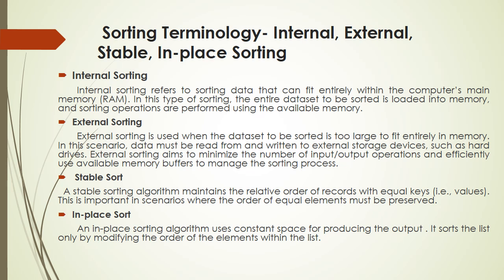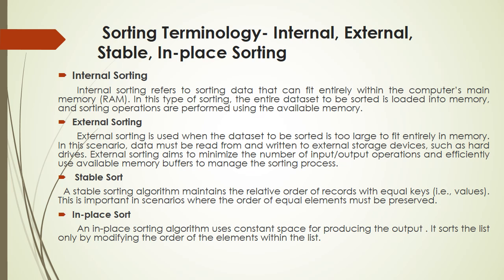Next one, stable sort. Stable sorting algorithms maintain the relative order of records with equal keys. This is important in scenarios where the order of equal elements must be preserved. For instance, when sorting a list of employees by age, if two employees have the same age, their order relative to each other remains the same in a stable sort. Merge sort, bubble sort, insertion sort, all these are stable sorts.